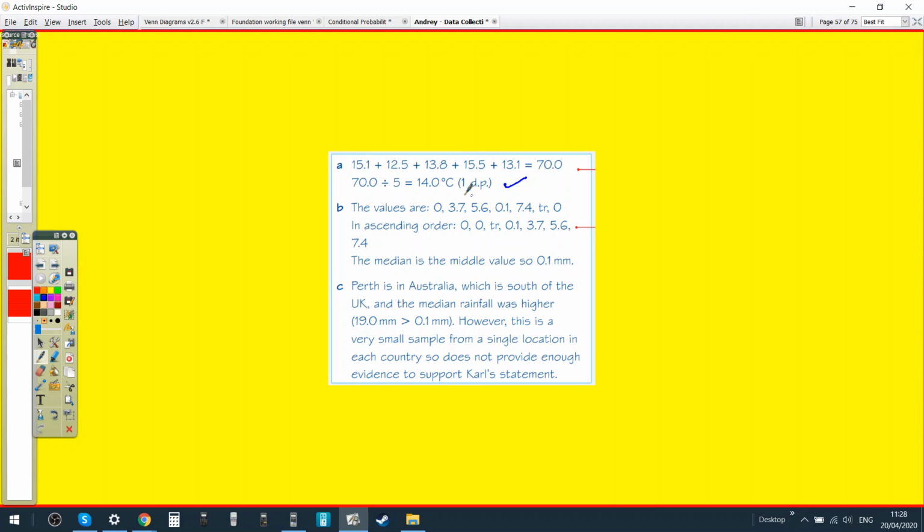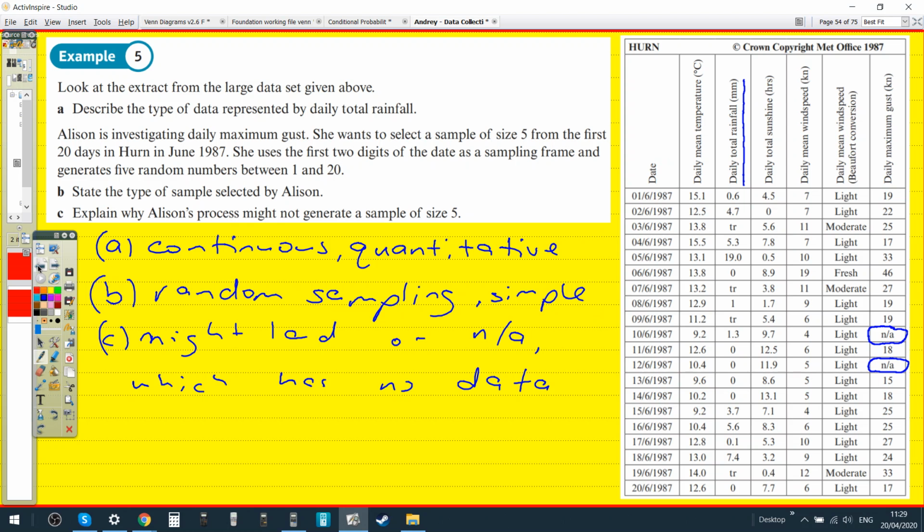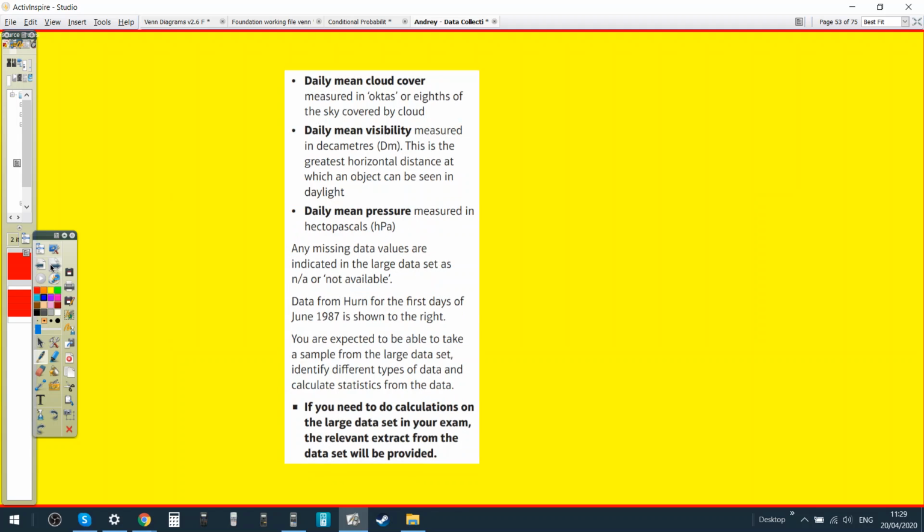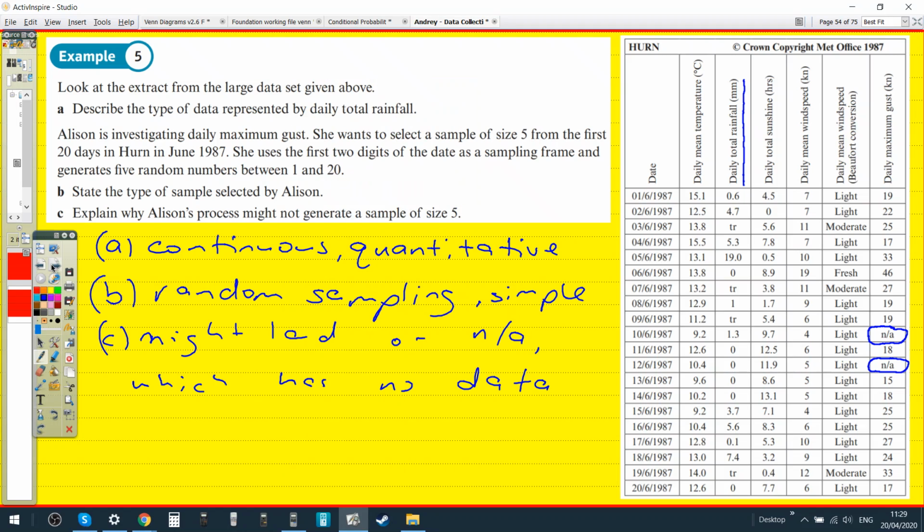So that one was 14.0. That was the mean. The median is the middle value, so 0.1. They put TR in. They included TR. Okay. 1, 2, 3, 4, 5, 6, 7. All right, so you do include TR. There you go. I don't know what TR means though. Hang on. This is rainfall. I think I remember. TR stands for trace. That's it. Okay. So it's a number that's very close to 0.